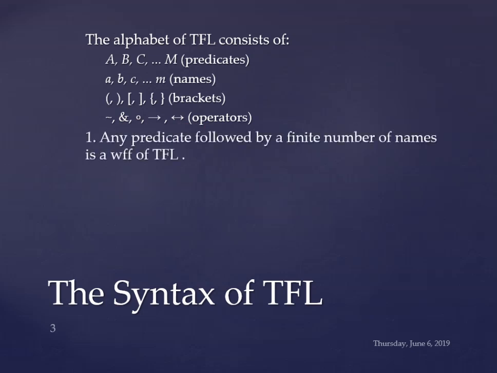Okay. So first rule here is that any predicate followed by a finite number of names is a well-formed formula. So here it's a finite number of names. You can't go on forever. It has to come to an end at some point.